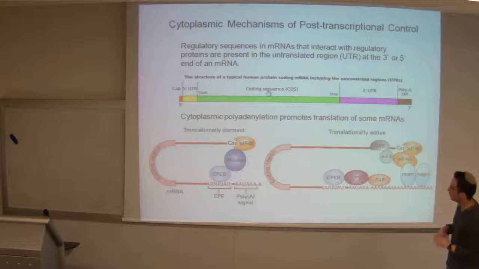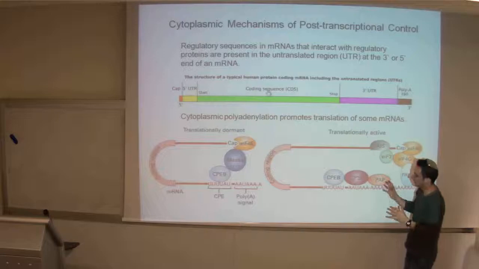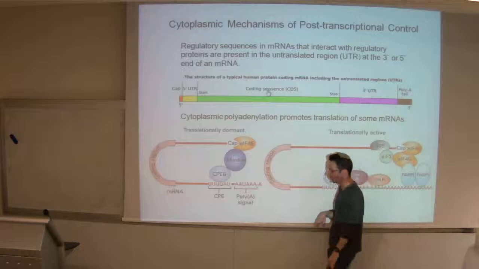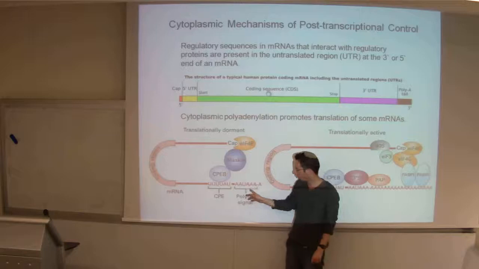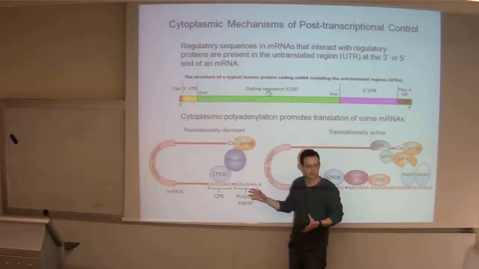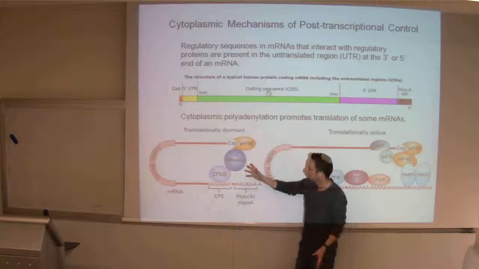A more classical one is that the 3' and 5' UTRs have consensus sequences that are targeted by a cytoplasmic polyadenylation machinery. Up till now we mentioned that polyadenylation occurs in the nucleus, but some mRNAs pass the nuclear pore and reach the cytosol with a very short poly A tail. That's surprising. And the thing with these mRNAs, the ones with the short poly A tail, is that they have very low efficiency of translation. In other words, they are translationally dormant complexes.